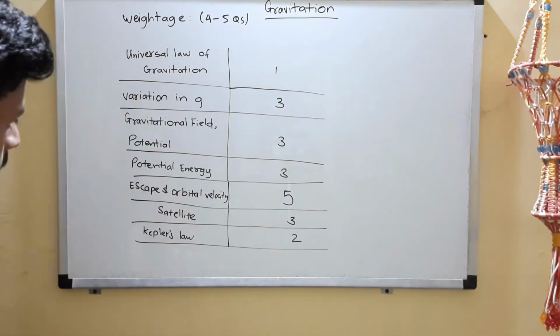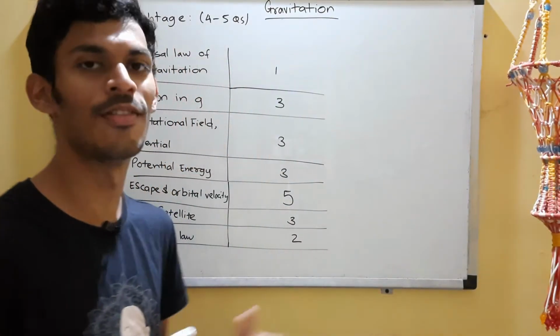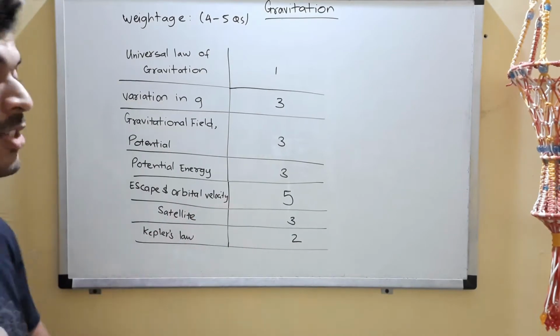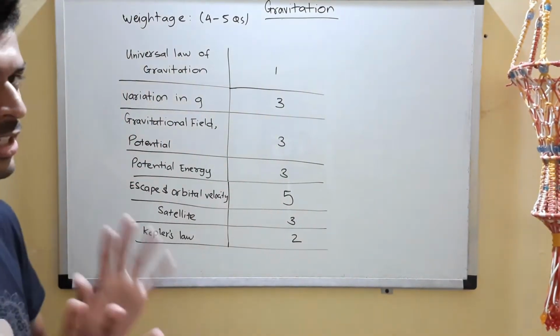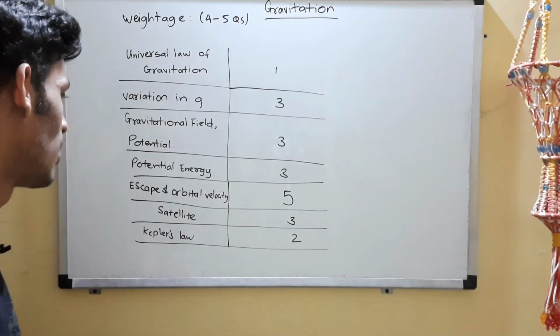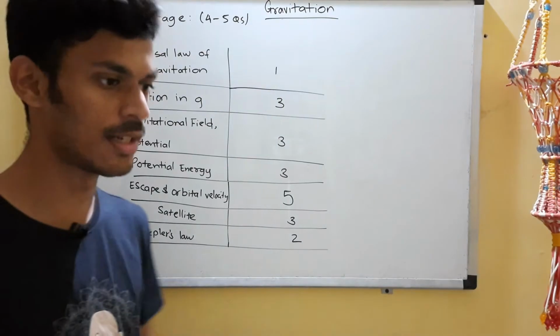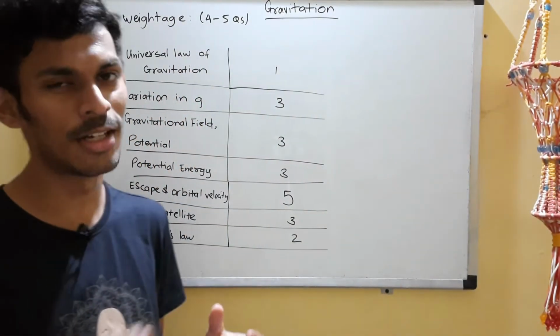The next topic that we have is escape and orbital velocity, one of the most favorite topics from this chapter of your BITSAT. So 5 questions were asked, and recent questions are also asked on escape velocity. So this is something that you should focus on. So yes, questions on escape velocity and orbital velocity, sometimes formula based, straightforward, and sometimes a bit conceptual.